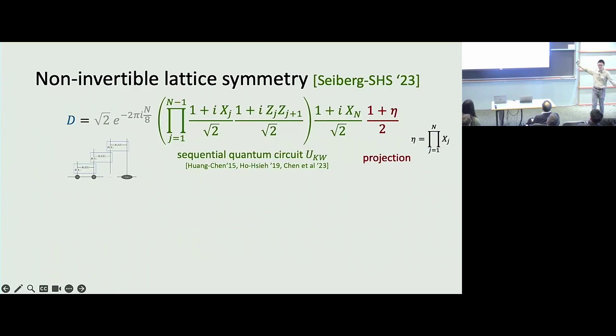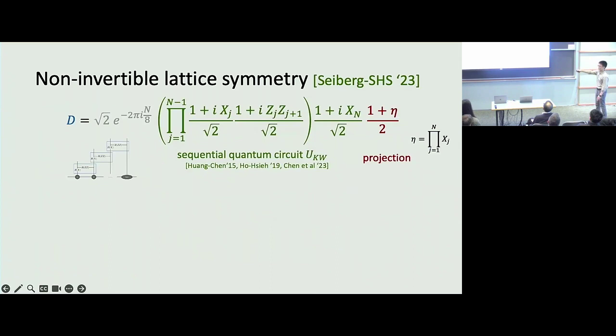I'm going to denote this unitary operator by U sub KW. KW stands for Kramers-Wannier. In fact, this is an operator studied by many condensed matter physicists and quantum information theorists. It's known as a sequential quantum circuit. This is the figure for it, but don't worry about what it means.